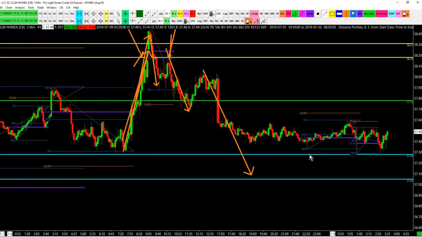But you can see how the zones really act as great magnets for targets up, and as great trade locations if you'll let the trade develop and you'll build around that area for both position trades for swings in the opposite direction, or scalp setups, depending on your trading style.